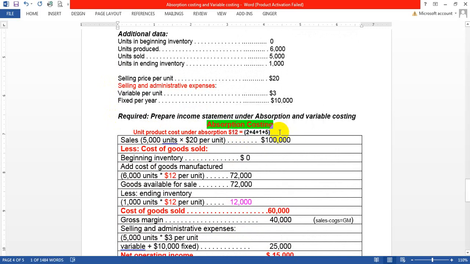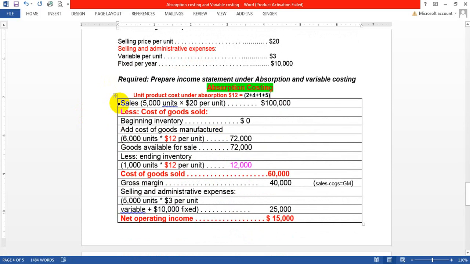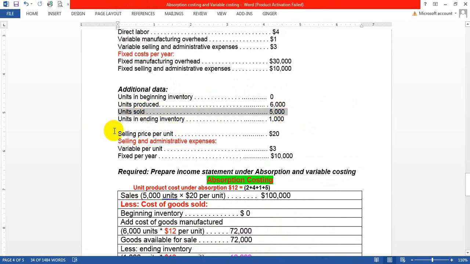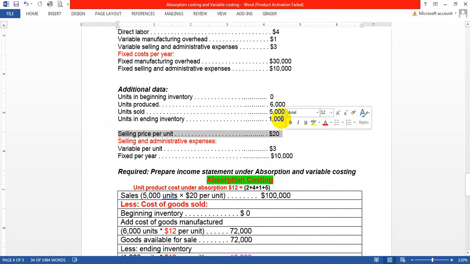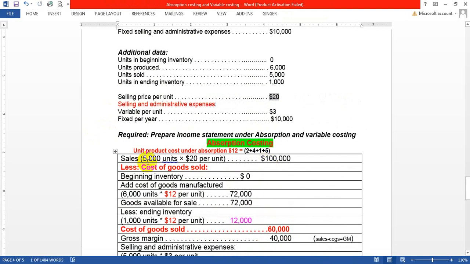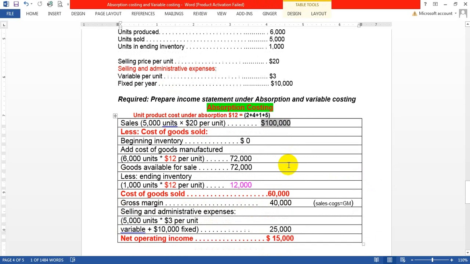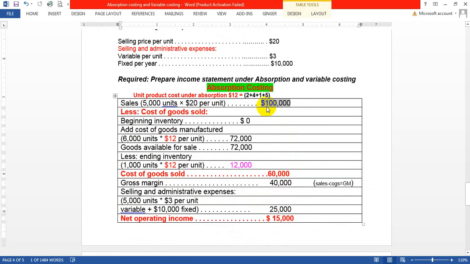Now in the income statement, first we take the sales. What is my sales? The units sold are 5,000 and the selling price per unit is 20. So 5,000 multiplied by 20 is equal to 100,000. You will get $100,000.